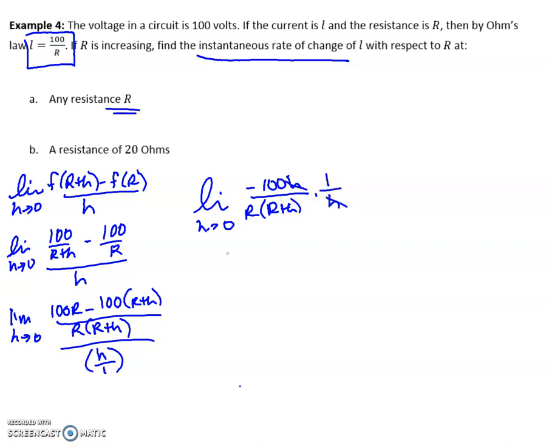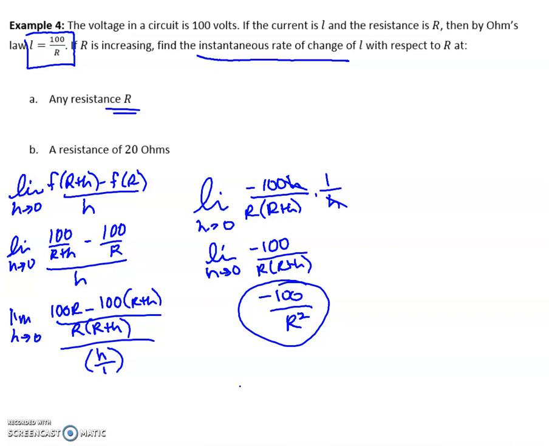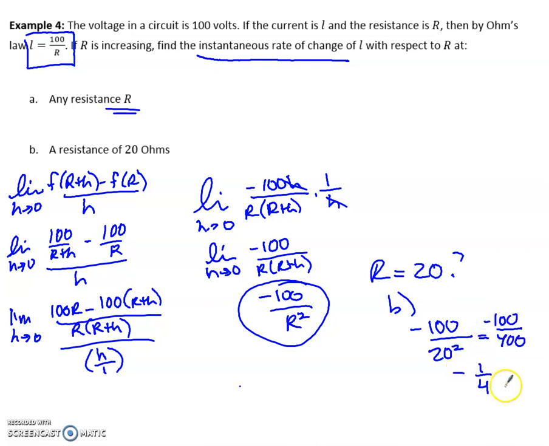The h's are going to reduce, and when I find the limit, when I let h actually get towards 0, then that means that this h here would become a 0. And so I just end up with negative 100 over R squared. If I wanted to find that at a particular resistance of 20, I'm literally just plugging in 20 for R. So for B, I have negative 100 over 20 squared, which is negative 100 over 400, or negative 1/4, or negative 0.25. Good luck on the homework.